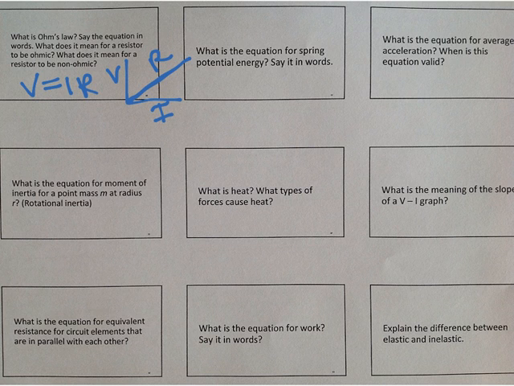So our resistor is ohmic if it follows V equals IR. Our resistor is non-ohmic if it does not necessarily follow this, and normally that's because the resistance itself changes. All right, spring potential energy is going to be that 1/2 k delta x squared. Don't forget the square, it's common.